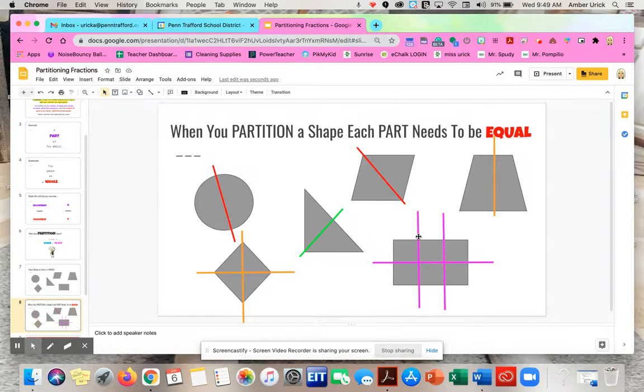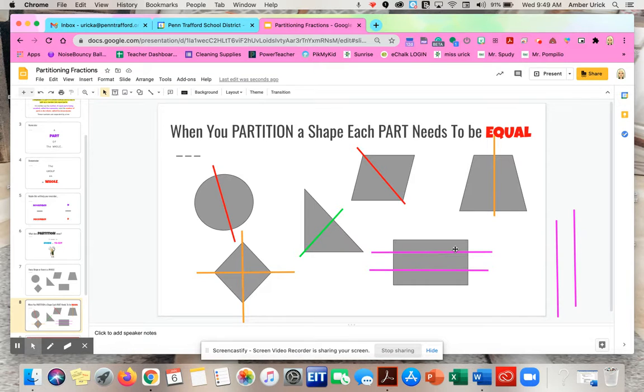Now watch what I can do here. Can I take one out and move this in the middle? And what did I make? I made fourths. And I can move this guy out, and I made halves. How about that? And what if I did this? And I drew a line this way. I made 1, 2, 3. I made thirds now. How about that?